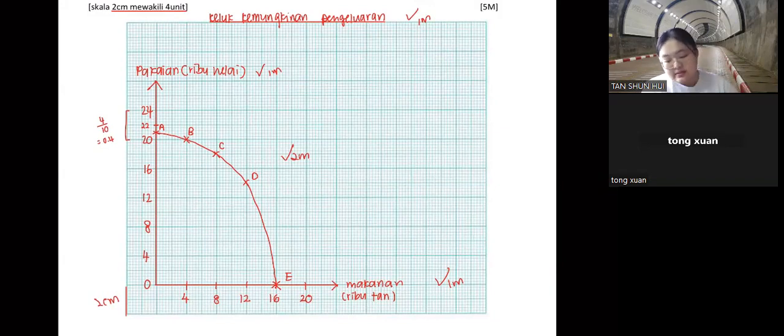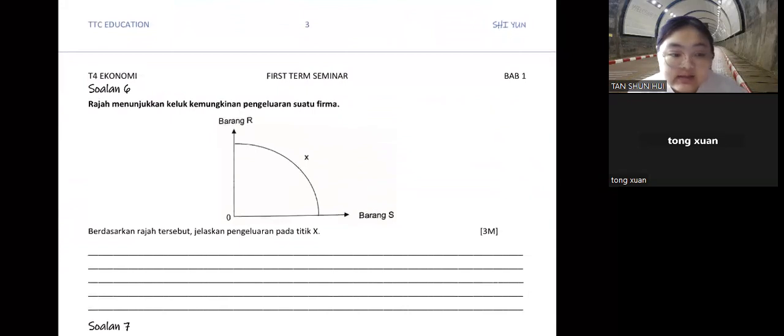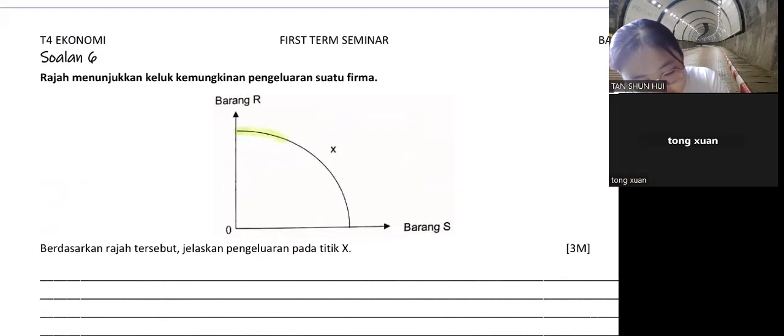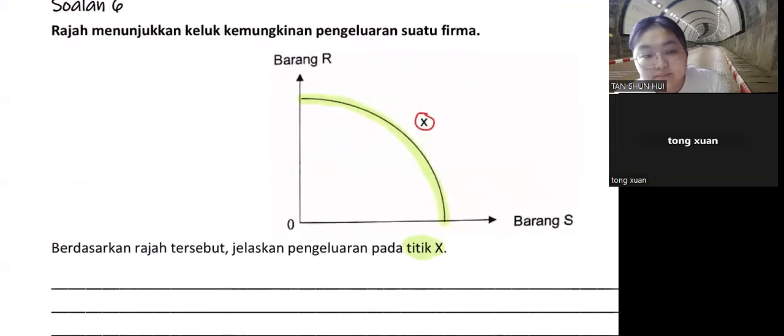Okay, next, yeah. Other than drawing graph, the most common question they might ask is like this. They will present to you a keluk kemungkinan pengeluaran, and they say, berdasarkan rajah di atas, jelaskan titik X. Now, they ask you to explain about X. So the first one, you got to tell me X is inside or outside or on top of the curve. Outside.